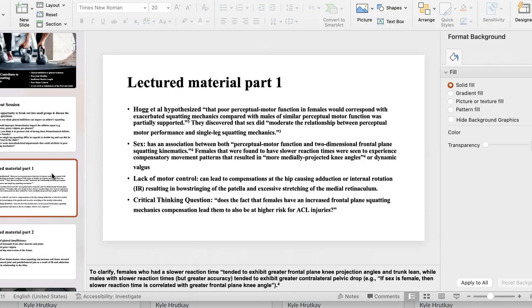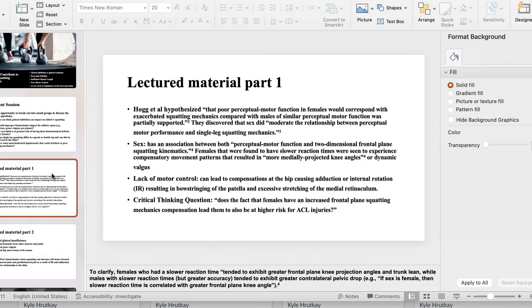During the study, females who were found to have slower reaction time were seen to actually experience compensatory movement patterns that resulted in more medial projected knee angles, in other words, dynamic valgus, right?